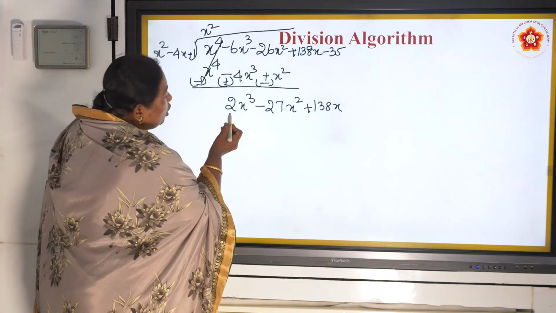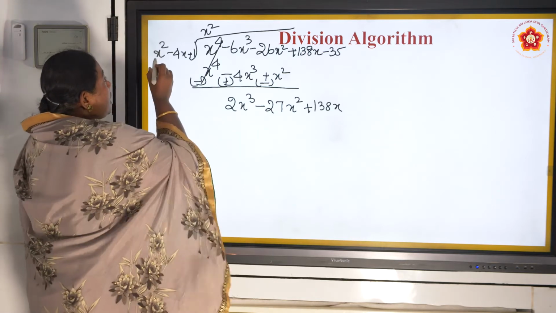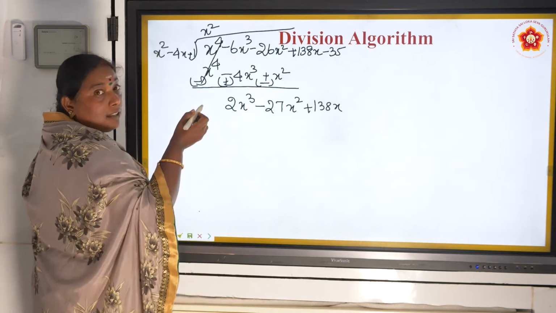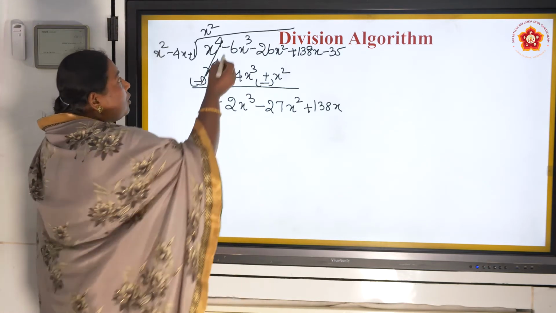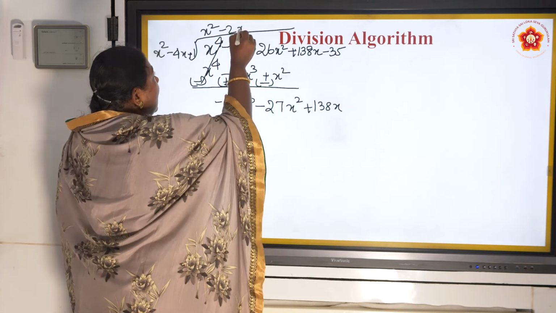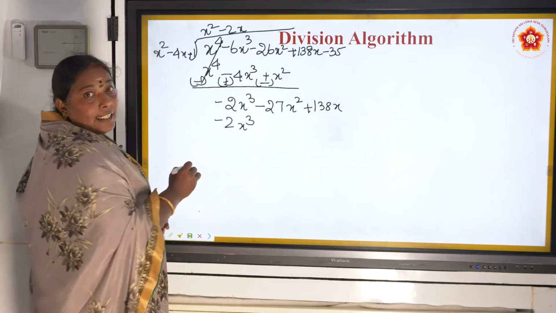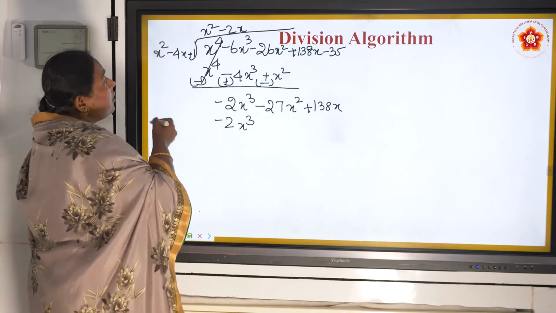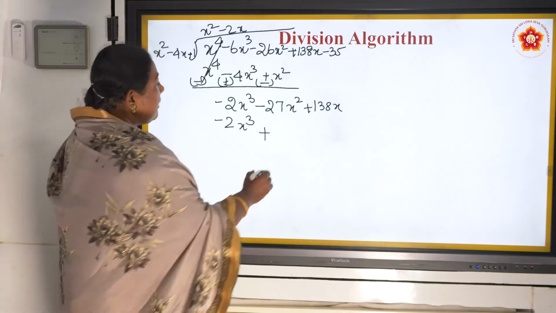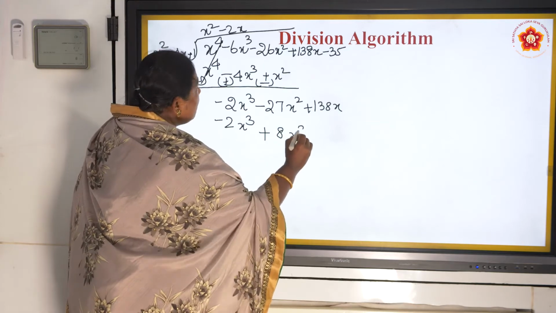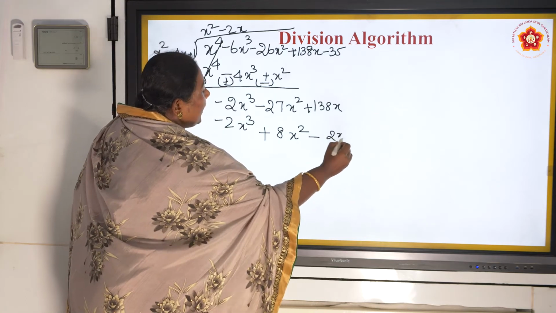So the next one, 2x cube. Here I have x square. By multiplying, what will I get? x square into 2x, right? And one more thing, here it is minus 6, which means minus 2. So I'll get minus 2x cube. Next, 2 minus into minus is plus. 2 4s are 8x square, and minus into plus minus, so it is 2x.